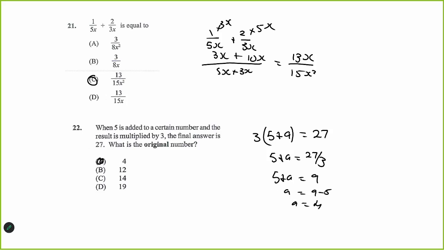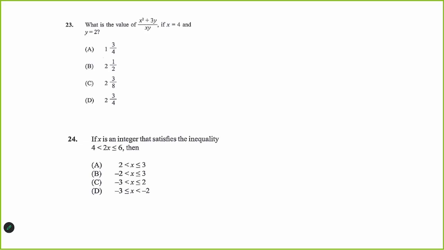So, alright. What is the value? This is a repeated question, 2 3/4. If x is an integer that satisfies the inequality, 2x is more than 4 but less than or equal to 6. What they wanted x to be, instead of 2x they wanted x, so you divide the entire thing by 2. 4 divided by 2 is 2. 2x divided by 2 is x, and 6 divided by 2 is 3, so the answer would be A.